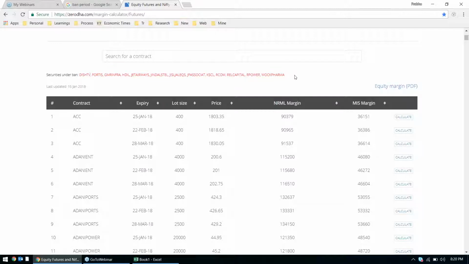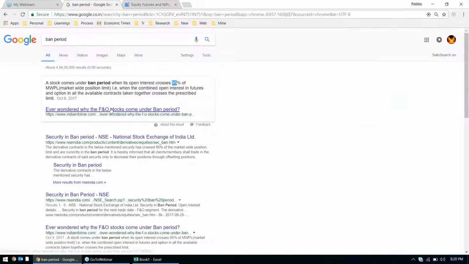If people have closed their existing positions and the market wide position limit has come down below 95%, then these stocks will be out of ban tomorrow. If not, this will continue to be the ban period for tomorrow also. You can Google it and browse it. You have a very extensive explanation of what is a ban period.